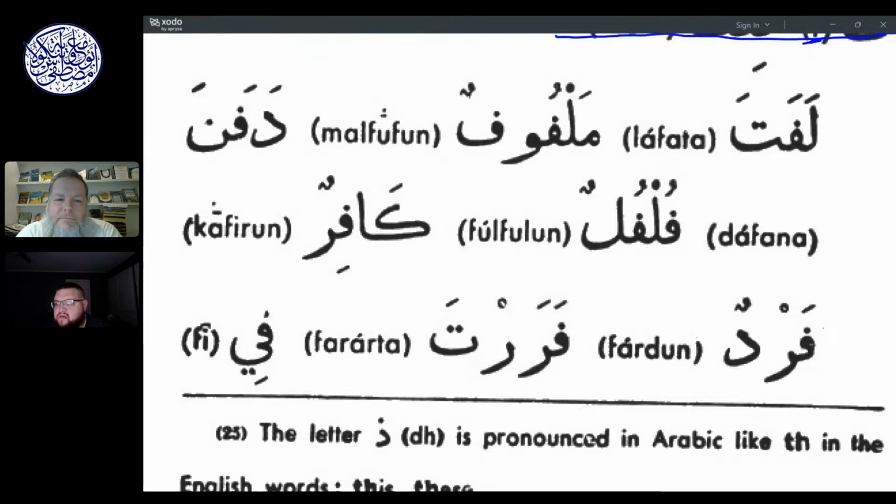Kafirun. Not long on the fat, just make it short. A short kasra, not ee. There's no ya there. Kafirun. Right? Fardun. Fararta. Exactly.